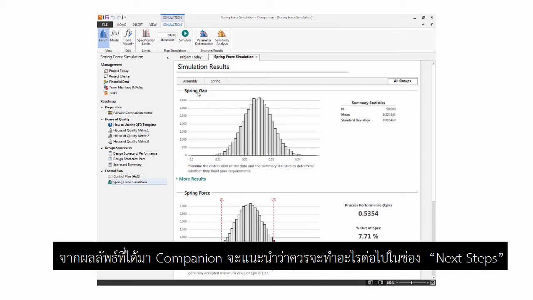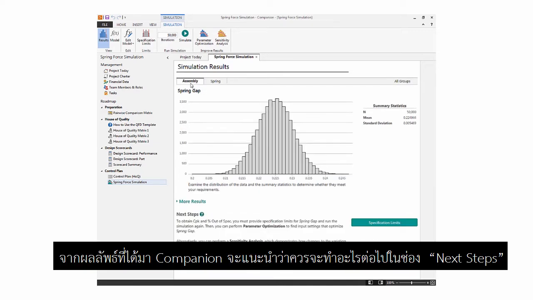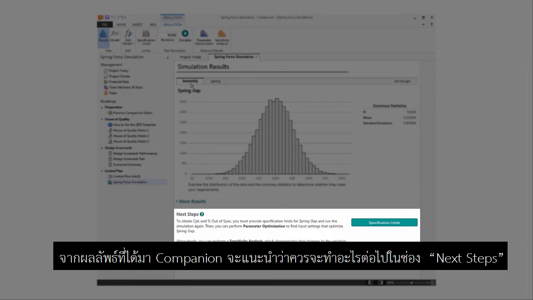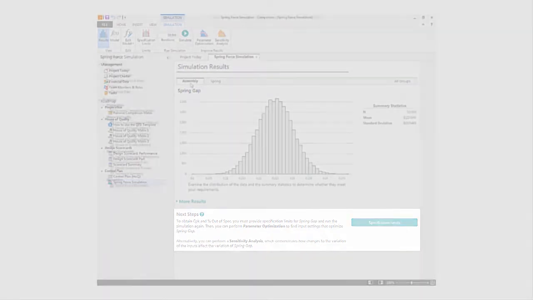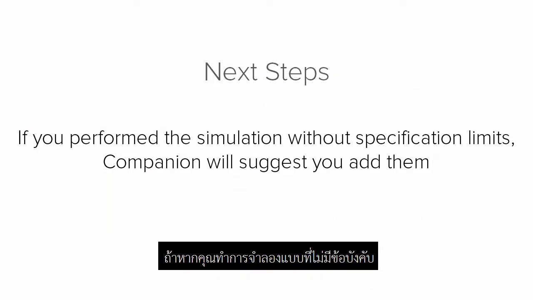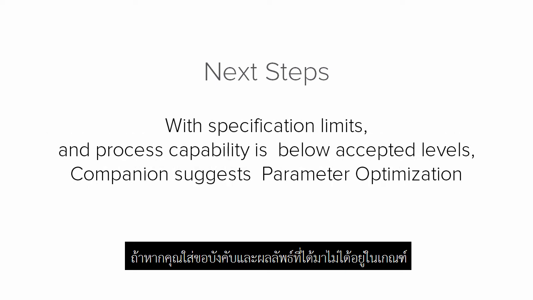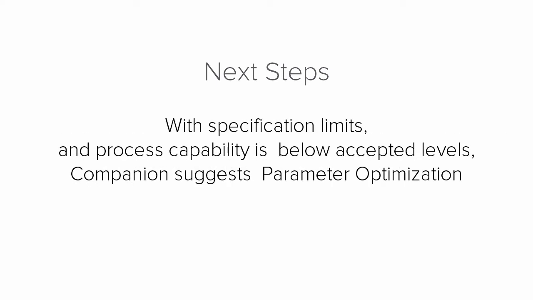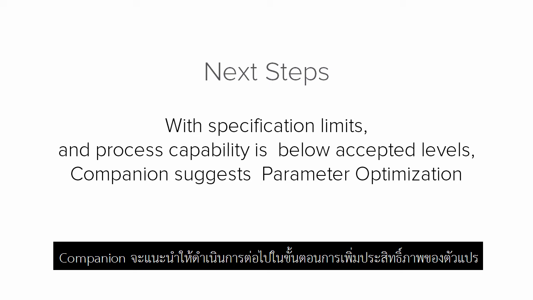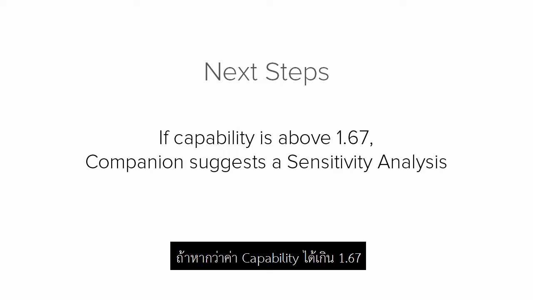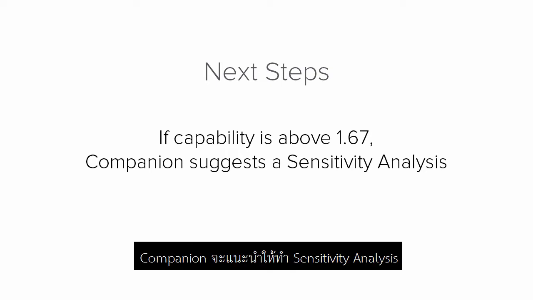Based on your results, Companion recommends an appropriate follow-up action in the Next Steps section. If you perform the simulation without specification limits, Companion will suggest you add them as a next step. If you included specification limits and process capability is below accepted levels, Companion suggests proceeding with parameter optimization. If capability is above 1.67, Companion suggests a sensitivity analysis.